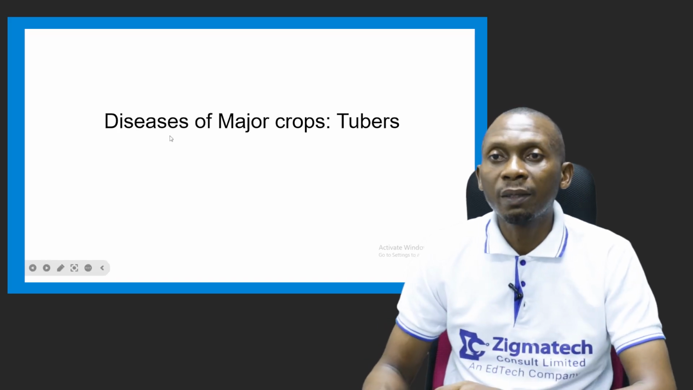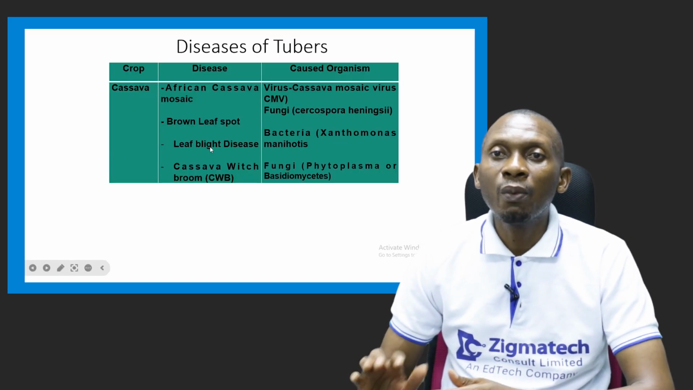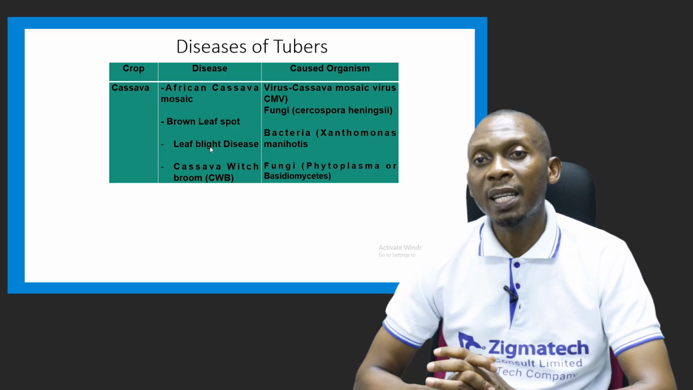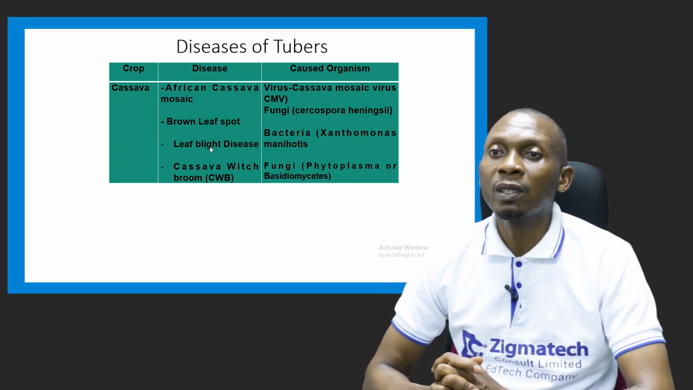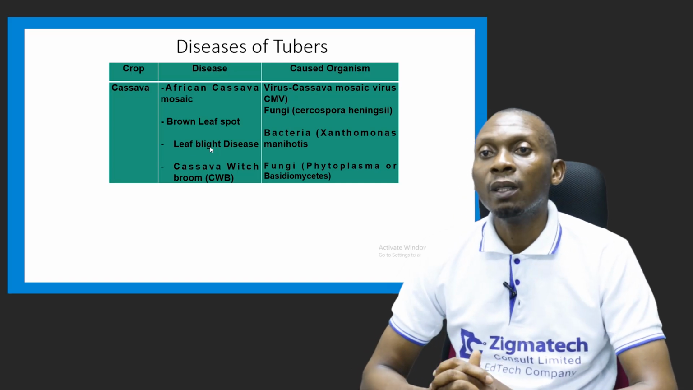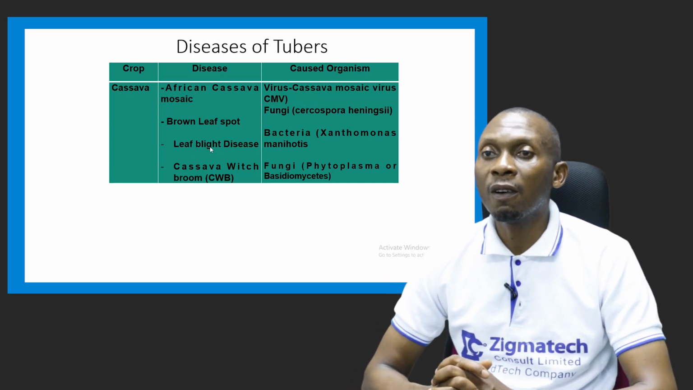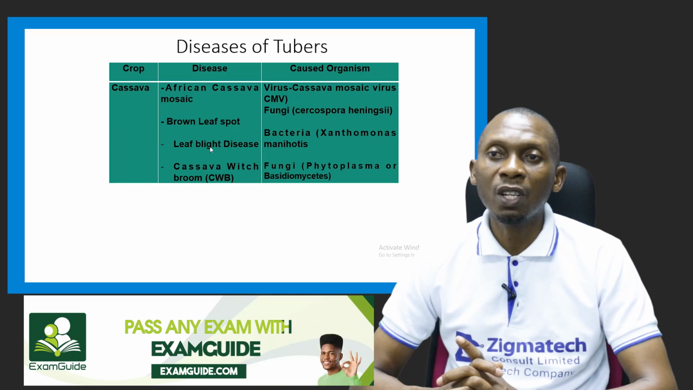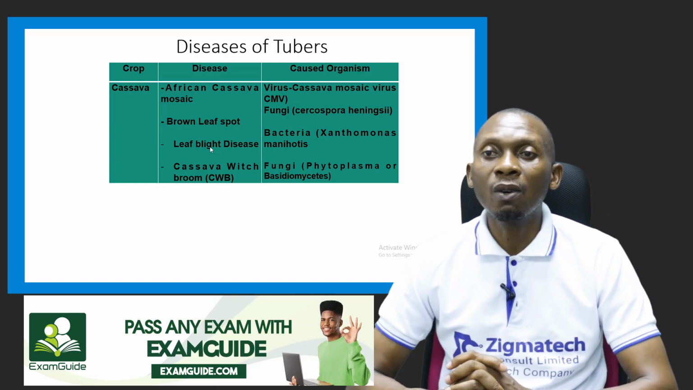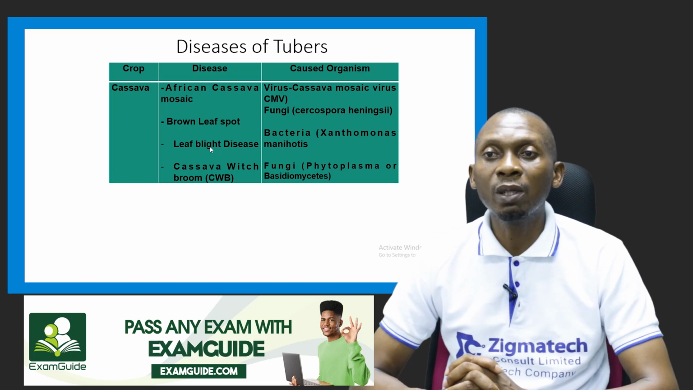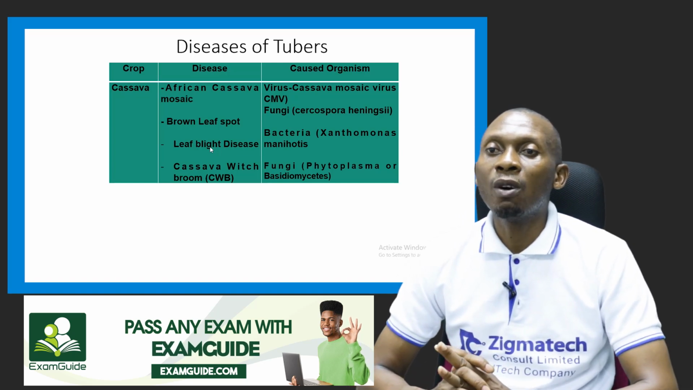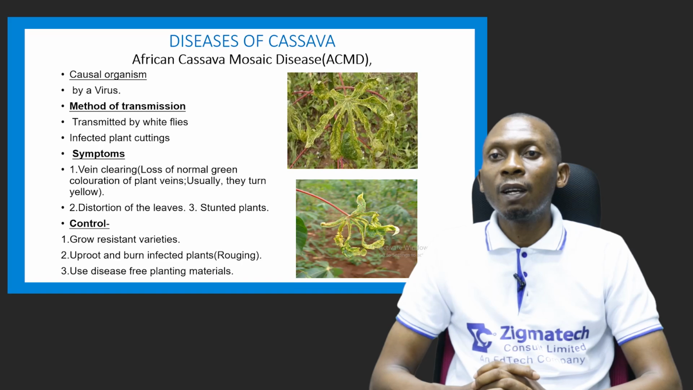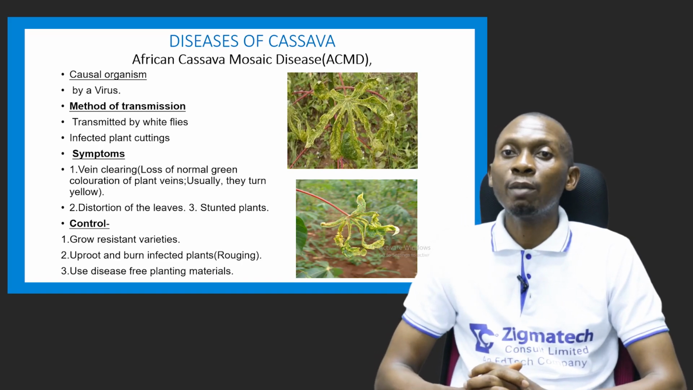Now let's go to tubers, still on diseases of major crops. Here we are talking about cassava. We also look at yam. So for cassava, we have African cassava mosaic disease, which is caused by a virus, cassava mosaic virus, CMV. Then we also have brown leaf spots, which is caused by the fungus Cercospora henningsii. Then we have leaf blight disease caused by the bacterium Xanthomonas manihotis. We have cassava witches' broom, CWB, which is caused by Phytoplasma or Basidiomycetes. We have another disease, African cassava mosaic disease, ACMD, which is caused by a virus.